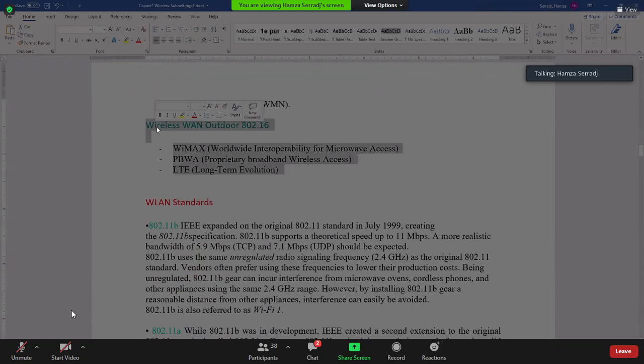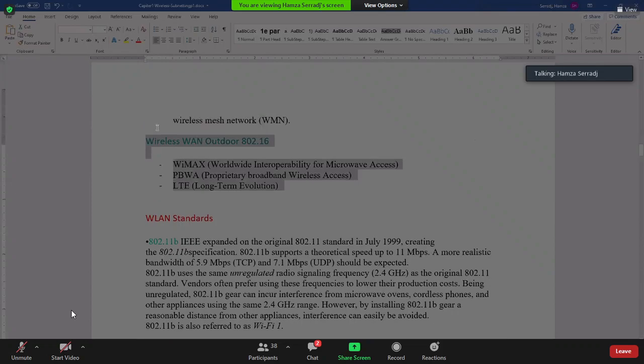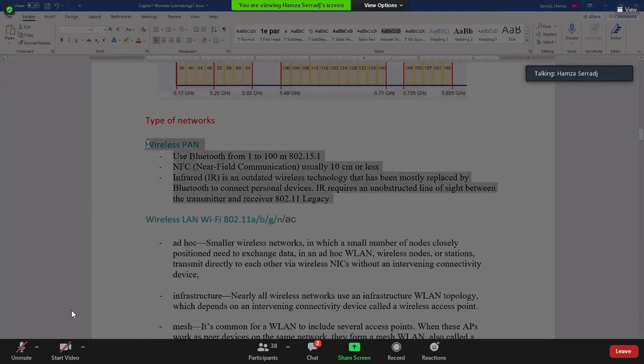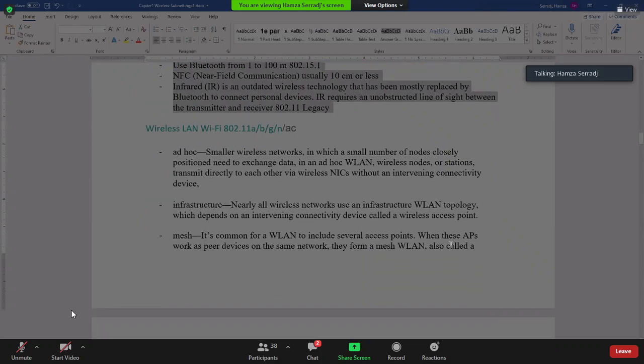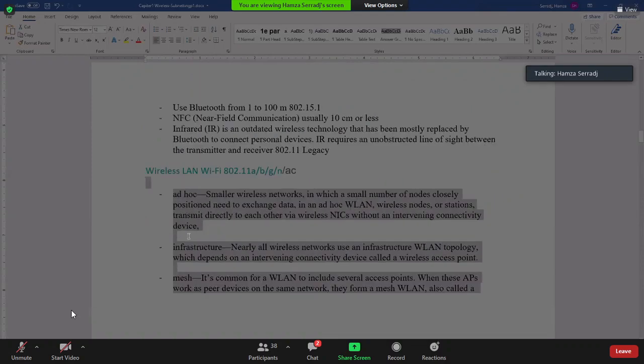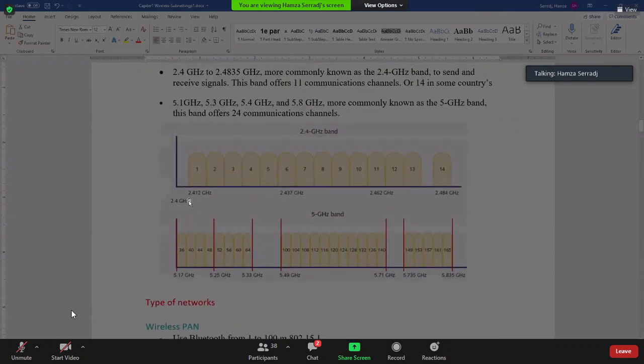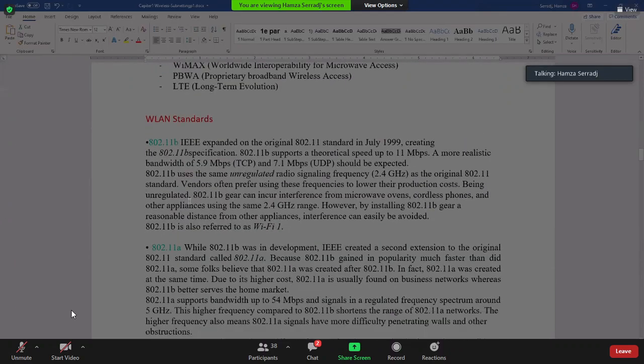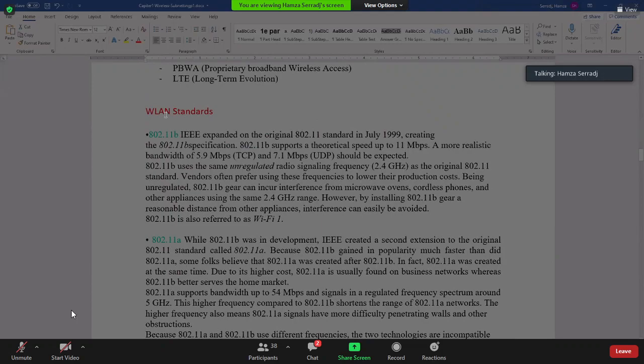Those are wireless technology, and this is wireless technology, but it doesn't mean Wi-Fi. Wi-Fi, for wireless fidelity, we are talking about those things here: the ad hoc, the infrastructure, and the mesh. Those frequencies here. This is the part of the Wi-Fi, the Wi-Fi or the wireless LAN standard.